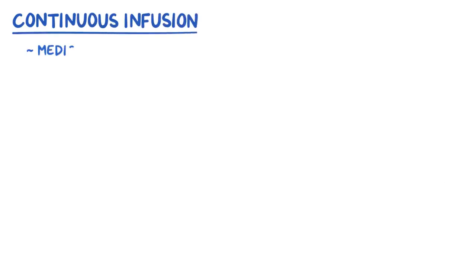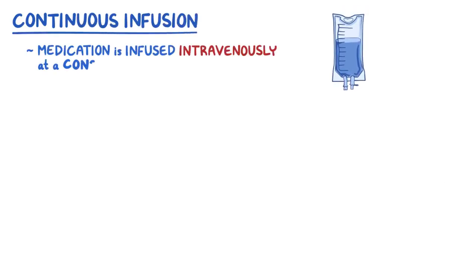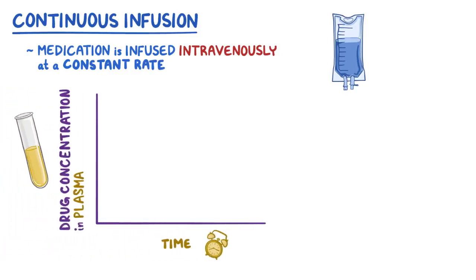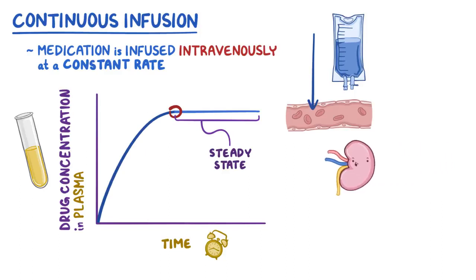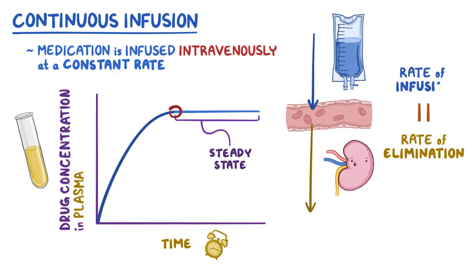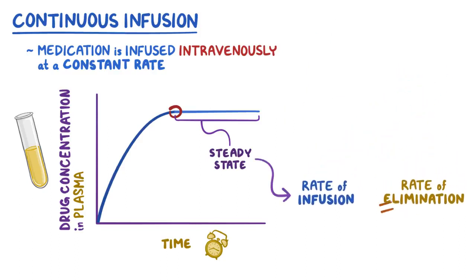Next, there's a regimen of continuous infusion. This is when a medication is infused intravenously at a constant rate. And in this case, the plasma concentration progressively rises and reaches a peak, but instead of falling off, it continues at a plateau, also known as a steady state. The reason why this happens is that as the concentration of the medication increases, so does the rate of elimination. And the rate of elimination will keep rising until it becomes equal to the rate of infusion. So, the steady state is when the rate of infusion equals the rate of elimination.